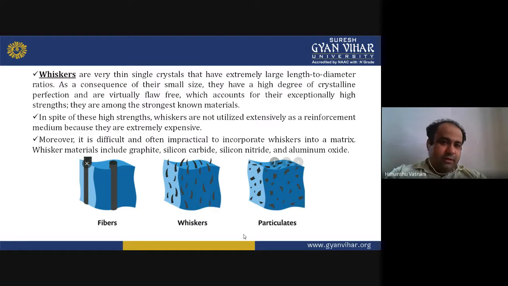The whiskers are very thin single crystals that have extremely large length to diameter ratios. As a consequence of their small size, they have a high degree of crystalline perfection and are virtually flaw free, which accounts for their exceptionally high strength. They are among the strongest known materials. You can see these whiskers in the diagram in the middle.